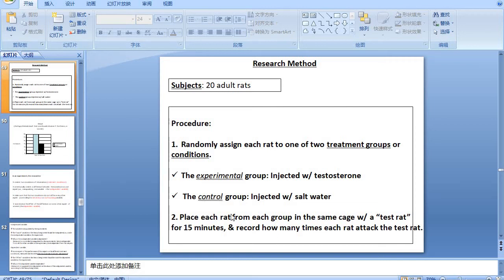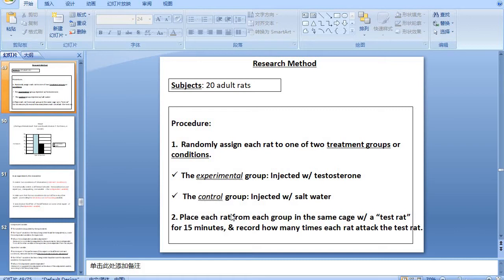So we have an experimental group and a control group. These two groups receive different injections. The experimental group receives a testosterone injection, and the control group receives a saltwater injection. This also constitutes the independent variable. The independent variable is the type of injections the rats receive.